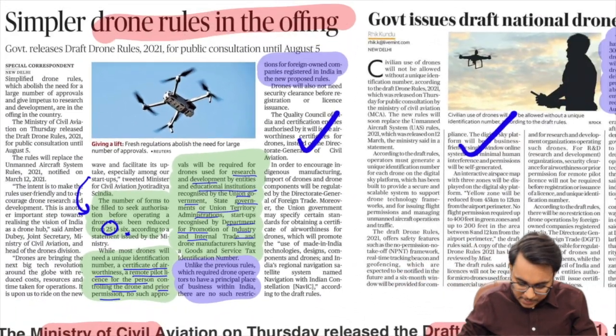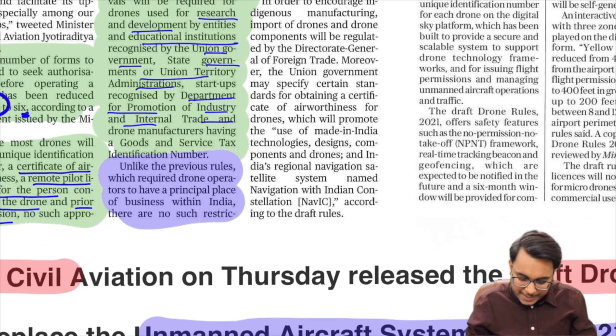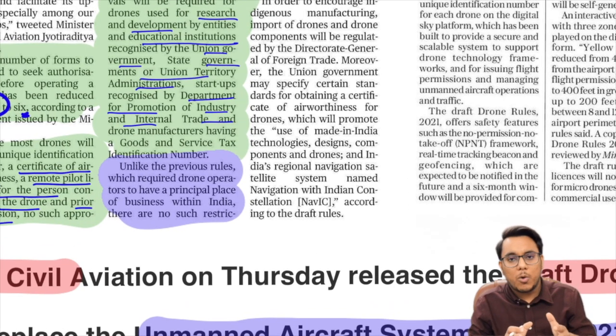Now guys, it has been provided that earlier, when we talk about the drone rules, foreign operators were not allowed to operate drones.